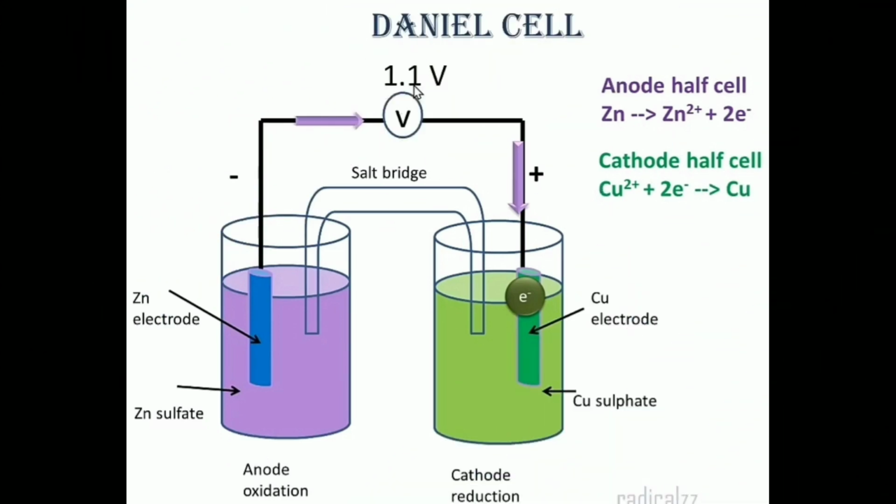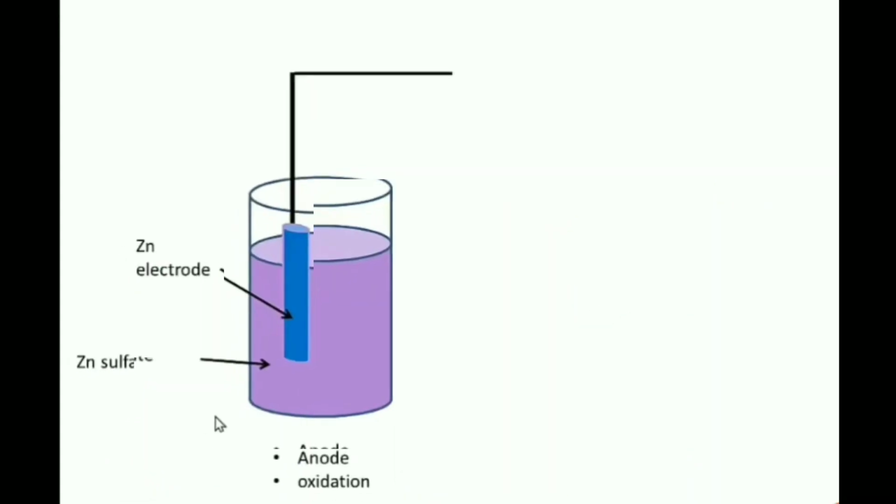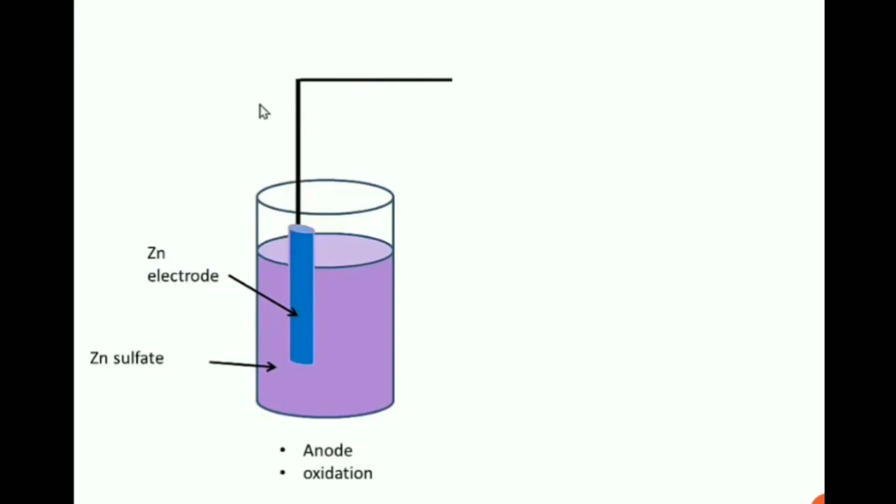You know, the Daniell cell consists of two half cells. First one, a zinc rod dipped in zinc sulfate solution. This is taken as the anodic half cell. And the second one, a copper rod dipped in copper sulfate solution, which is taken as the cathodic half cell. Now, we consider the zinc rod dipped in zinc sulfate solution half cell, that is the anodic half cell.